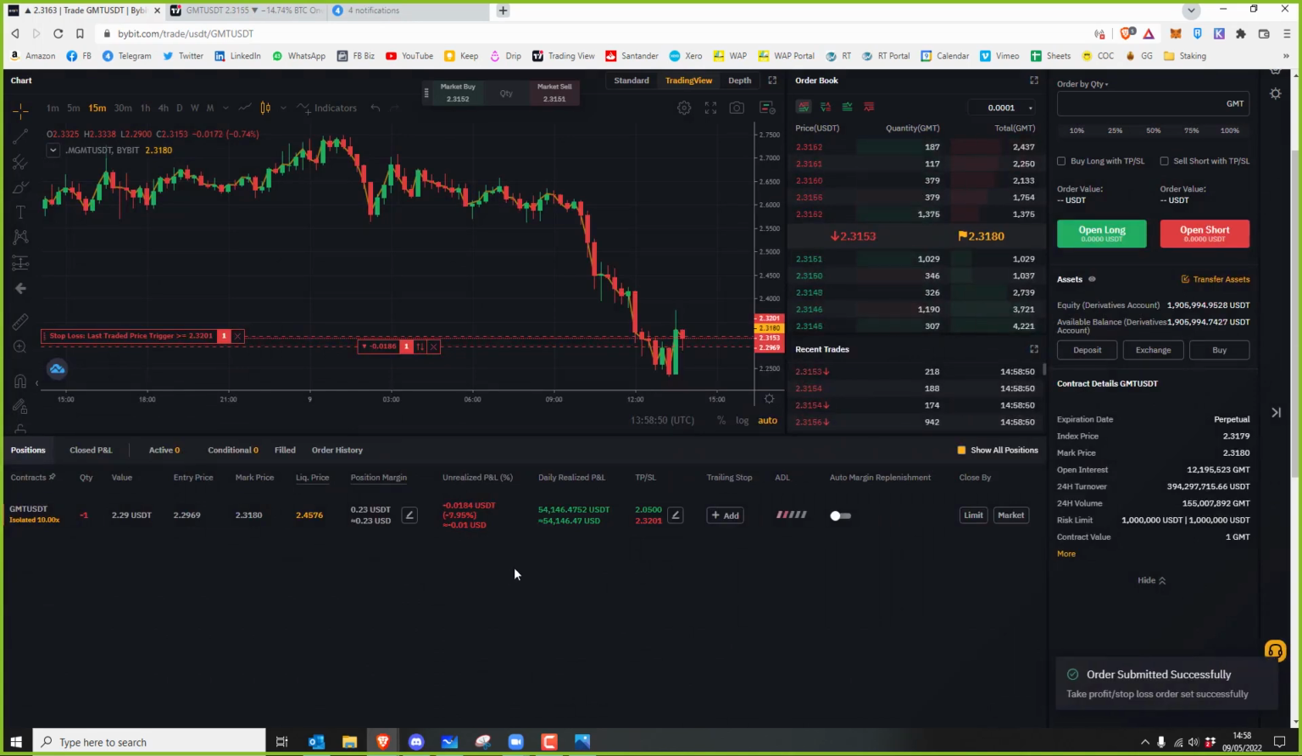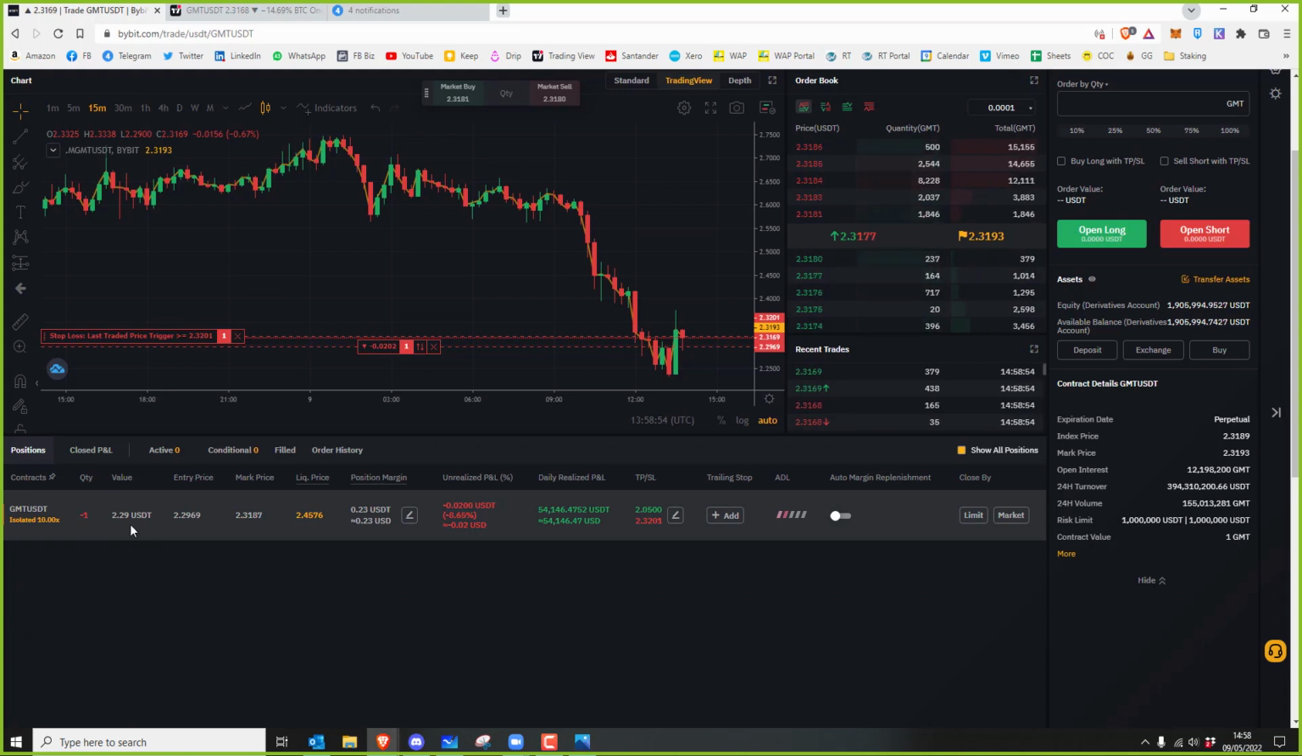So yeah, no matter how small your account is, you can still trade. As you can see here, just buying and selling 1 GMT, it's only used 23 cents. So even if you have a $100 account, you can still trade and have some fun on Bybit.